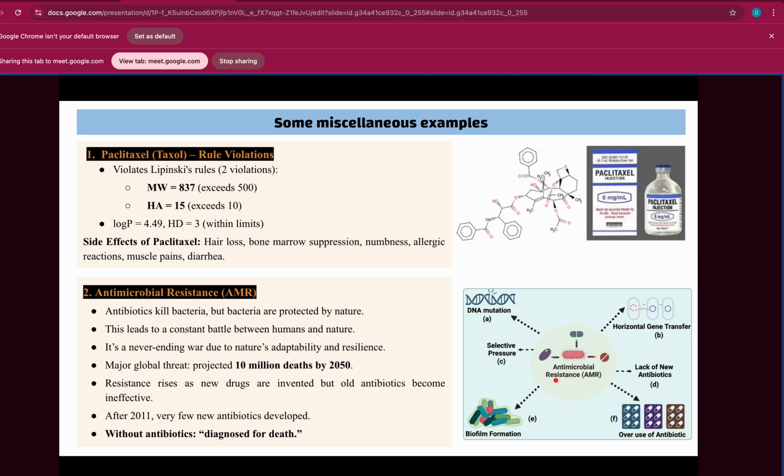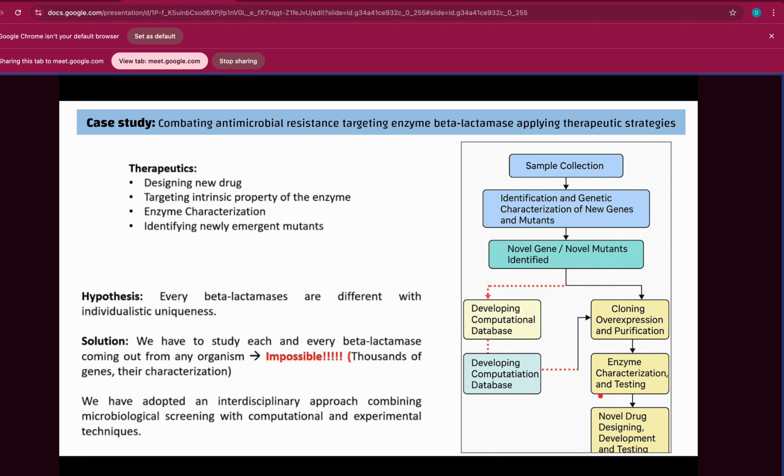Yeah, so this is what is shown, how antimicrobial resistance develops. Due to DNA mutations, the bacteria have gained resistance, or due to horizontal gene transfer, due to lack of new antibiotics, due to overuse of antibiotics, or due to biofilm formation, and also the selective pressure which is acting, which is allowing them to adapt. So these are the reasons for antimicrobial resistance.